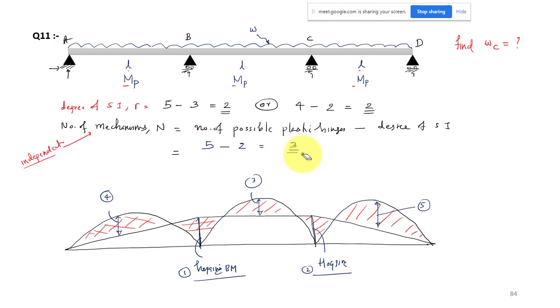That is, the span AB can fail, the span BC can fail, and the span CD can fail. So we have to take these individual cases one by one and find out the collapse load. Among these 3 failures, the least value will be the governing failure, which will happen first. From these 3 mechanisms we get 3 values for the collapse load, and out of these 3 we choose the least value. That will be the collapse load for the given structure. First, the span AB can fail, so it will be like this. Let me draw that.